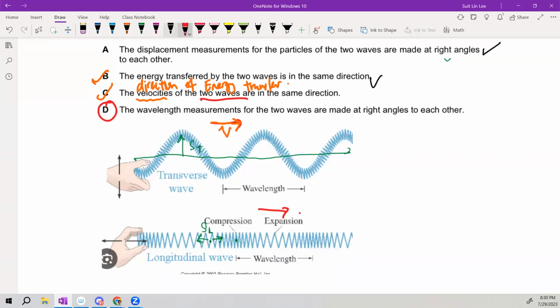When we want to measure wavelength for this transverse wave, I will measure from here to here. This is lambda. Actually, they labelled it already, so I don't need to label. They measure from here to here. This is lambda. And for this one, they measure from here to here, also lambda. So this one is wrong. It is parallel to each other.